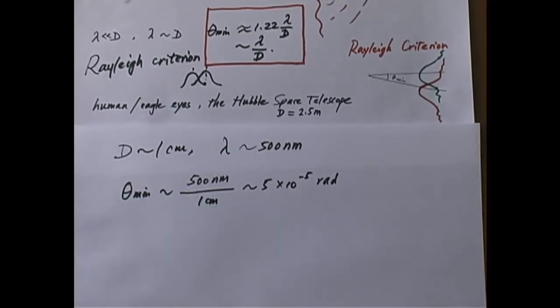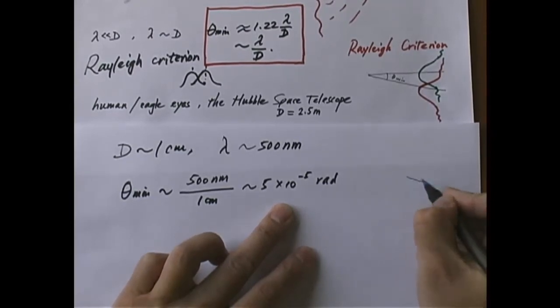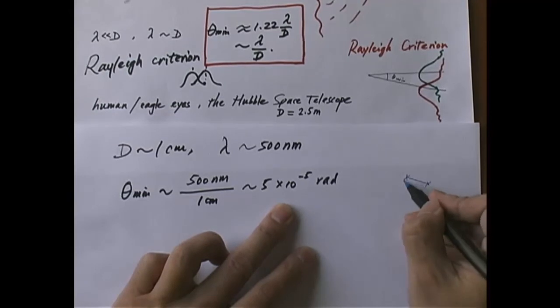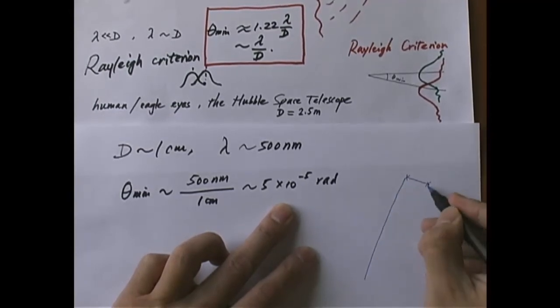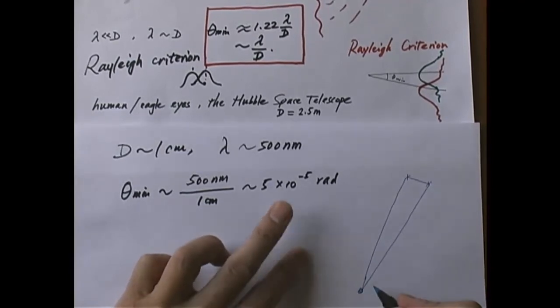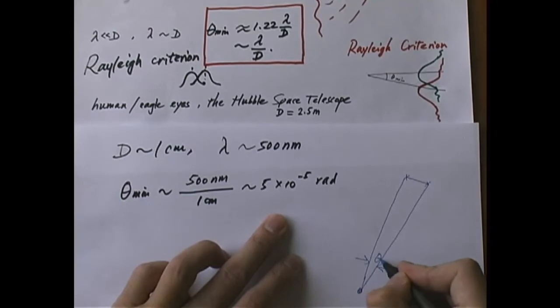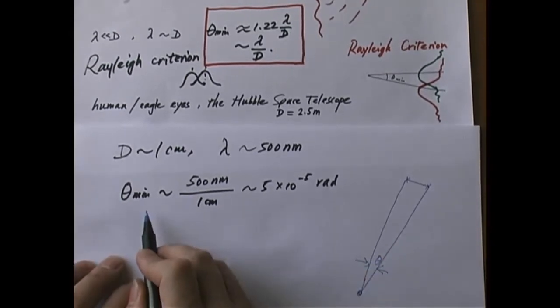is it possible for an eagle to see a small mouse from a distance over a mile? Let's see here. If this is the size of an object on the ground, the eagle must resolve, and this is the distance between the object and the eagle. So the eagle is here. And you want this angle theta to be less or equal to theta minimum, right? So you can actually see it.